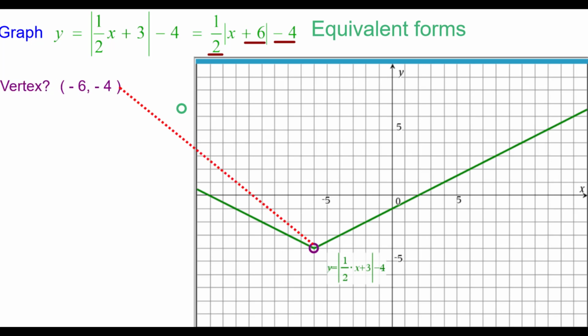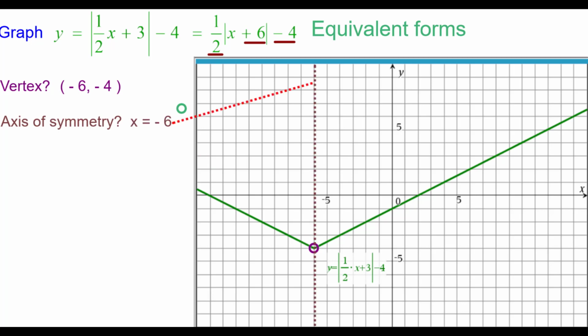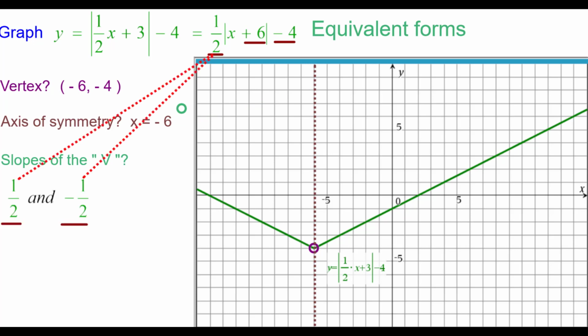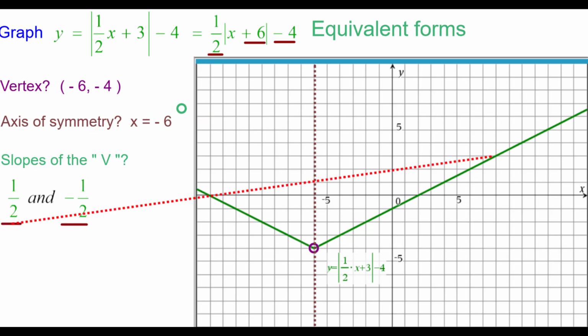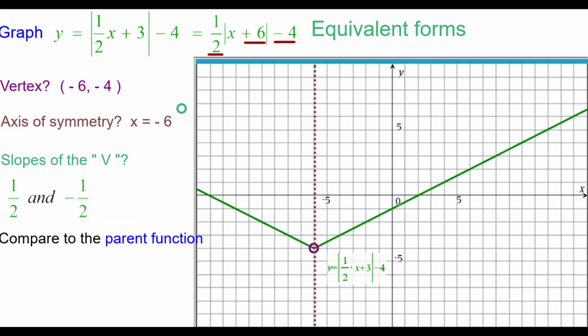The vertex is at -6, -4. The axis of symmetry is the vertical line x equals -6. You can see it's a reflection about that line on each side. And the slopes of the V actually come from that coefficient, the half. And so the slopes are either positive a half going uphill here, or -1/2 traveling downhill here. Compared to the parent function.